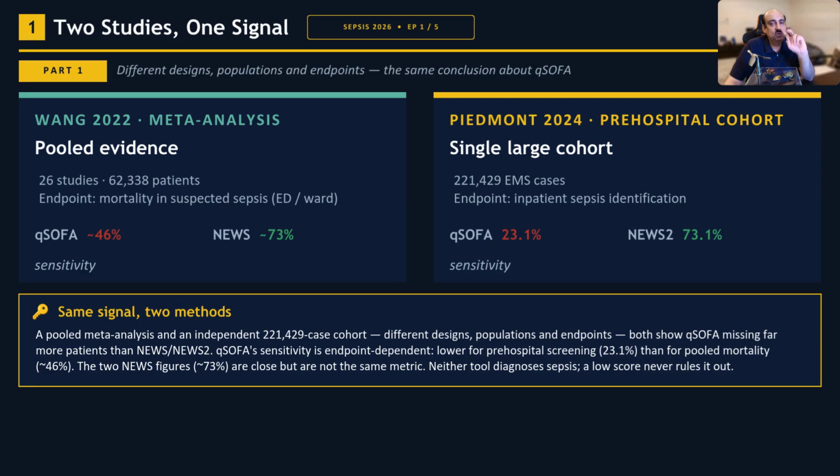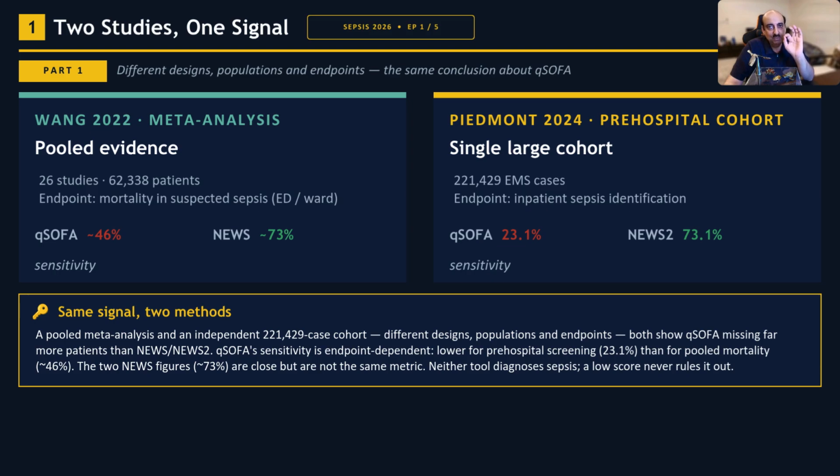But two key points to remember, the nuances that you should remember here: the qSOFA's sensitivity depends upon the endpoint, and it looks worse for pre-hospital screening than for the pooled mortality in hospital, and both are low, by the way. And the other thing which I have said earlier, a couple of slides ago, is just look at the 73% figure for NEWS and NEWS2 in both studies.